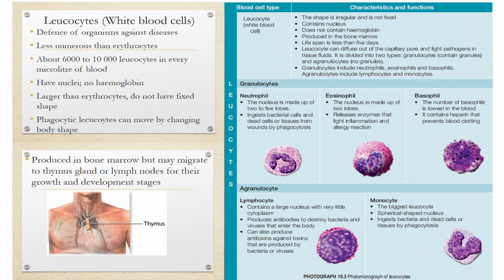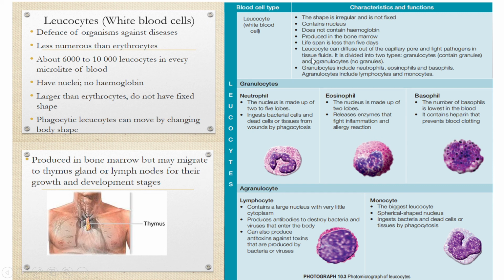Okay, now we have the next blood cell, which is the leukocyte, the white blood cells. So these are the characteristics. Their shape is not regular, not fixed, does not contain nucleus, does not contain hemoglobin. These are the characteristics which differ from the erythrocytes. But they are also produced in the bone marrow, and their lifespan is less than 5 days. Leukocytes can diffuse out of the capillary and fight pathogens in the tissue fluids.